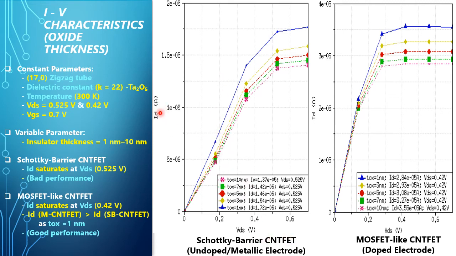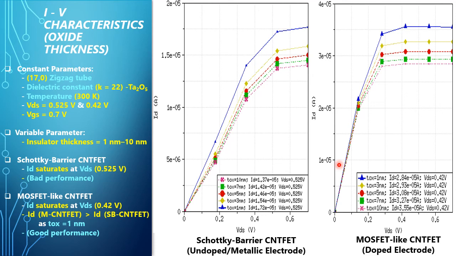has the ID, that is the drain current, much lower for the oxide thickness of 10 nanometers, while it is maximum for the 1 nanometer. Same goes for the MOSFET like CNT FET, but there is a catch. The ID of the Schottky barrier CNT FET gets saturated at 0.525 volts, whereas the ID of the MOSFET like CNT FET saturates at 0.42 volts.